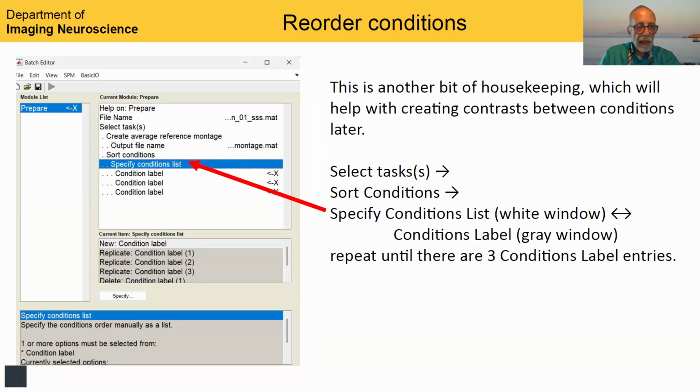if we click on that, the options are going to include a new condition label. So we click on that, and then we go back and forth between specify conditions and new condition label, specify conditions, new condition label, to have 3 of those, because we're going to order 3 conditions.